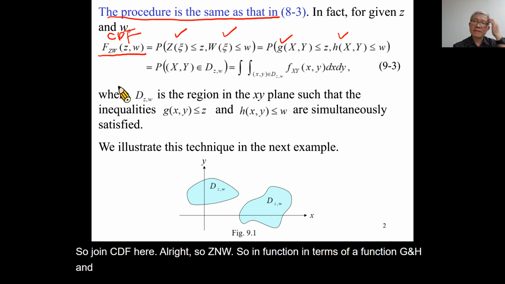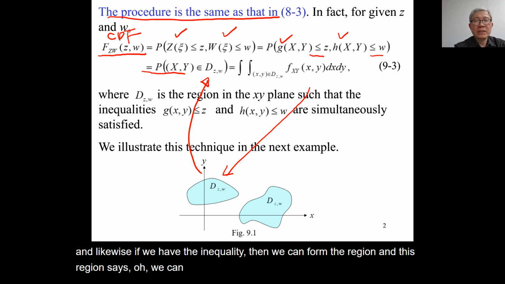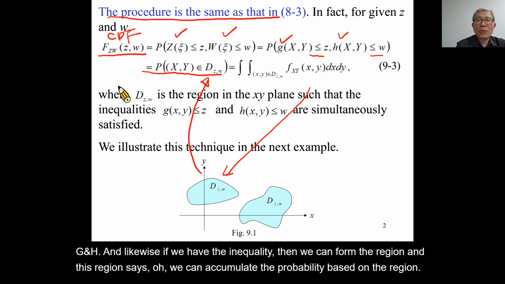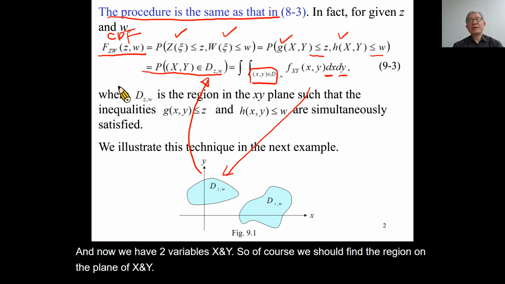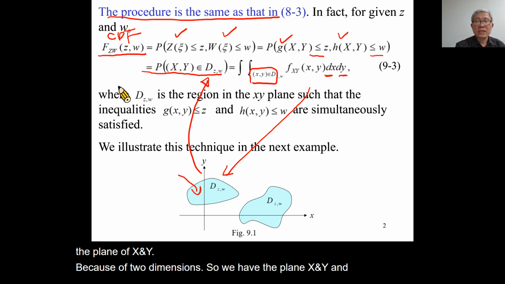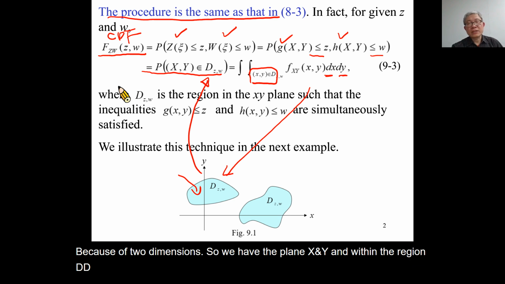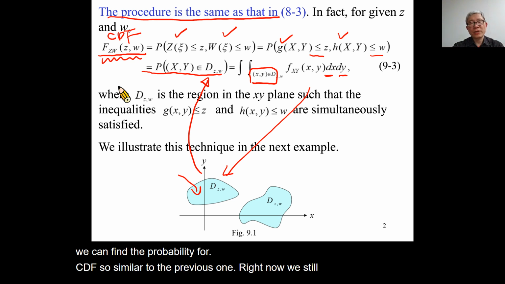And likewise, if we have the inequality, then we can form the region. And this region says we can accumulate the probability based on the region. Now we have two variables, X and Y, so of course we should find the region on the plane of X and Y. Because of two dimensions, we have the X-Y plane, and within the region D, for z, w we have the corresponding region. Through the double integral, then we can find the probability for the CDF. So similar to the previous one, we still find the region.